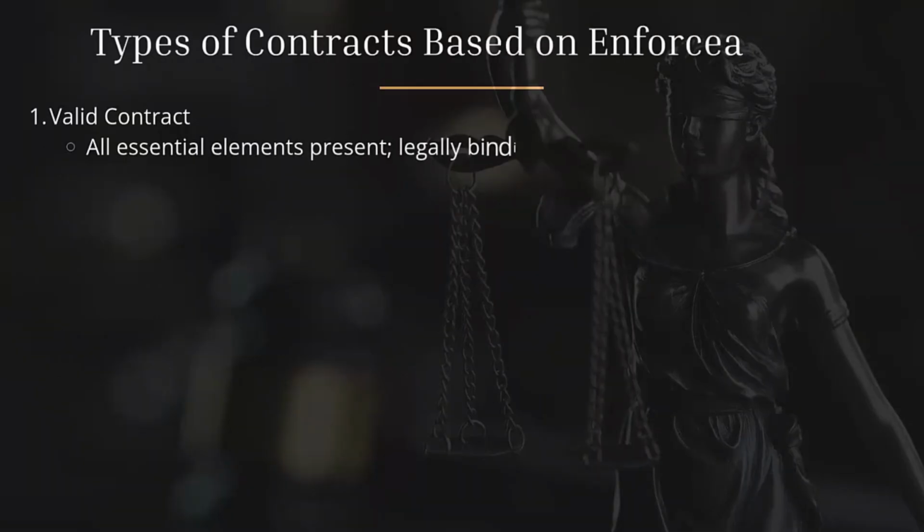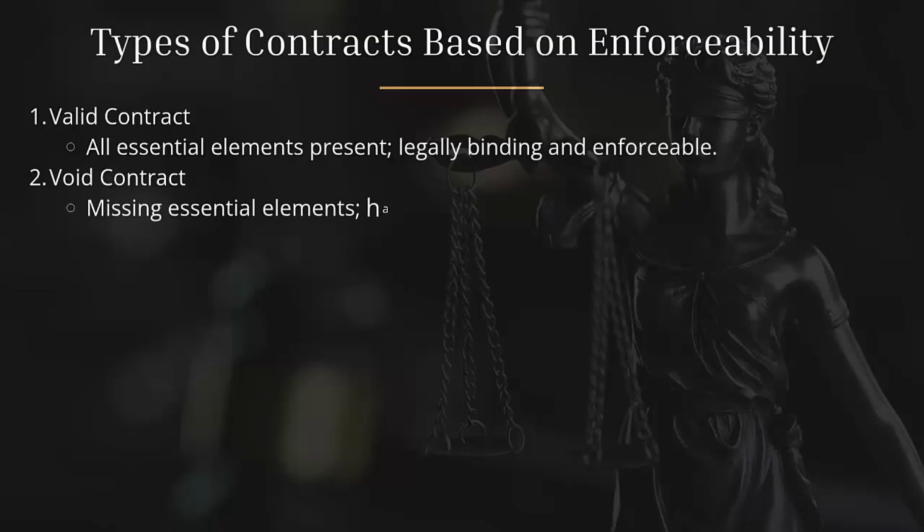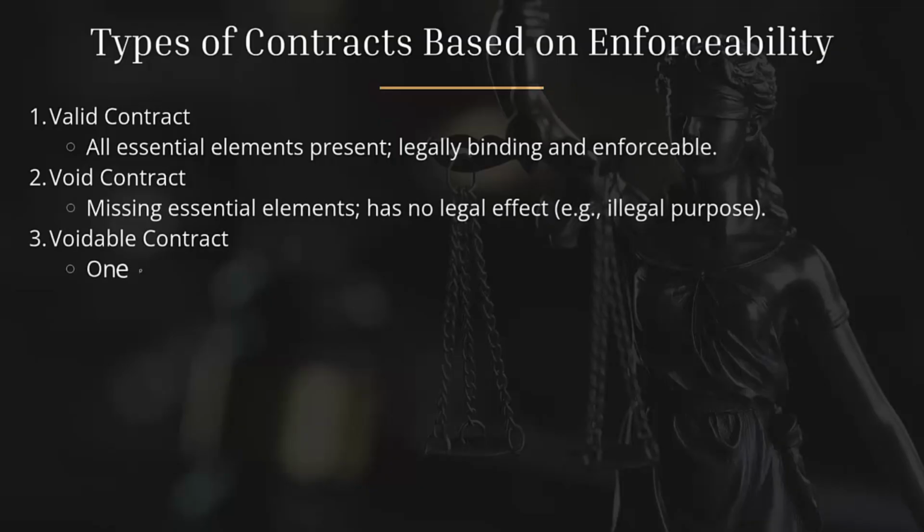Types of contracts based on enforceability. Valid contract: all essential elements present, legally binding and enforceable. Void contract: missing essential elements, has no legal effect.